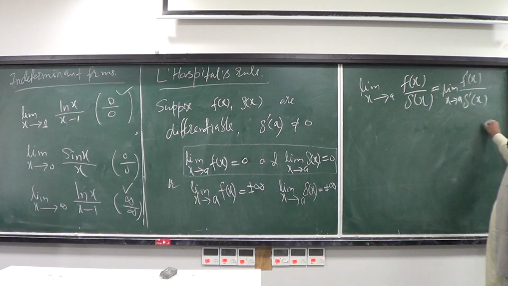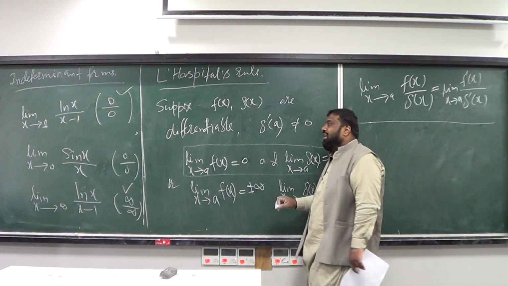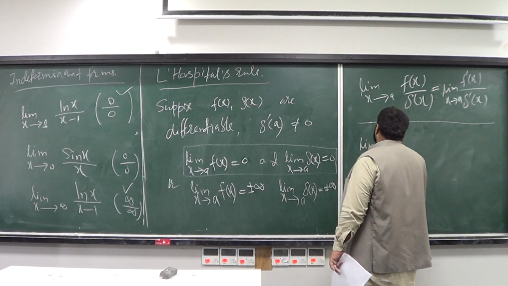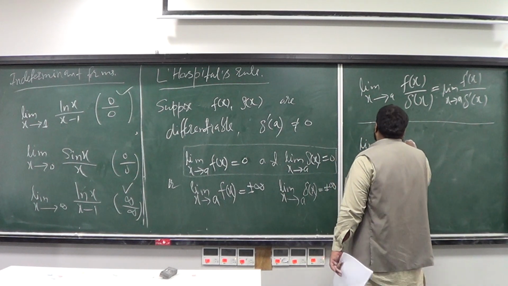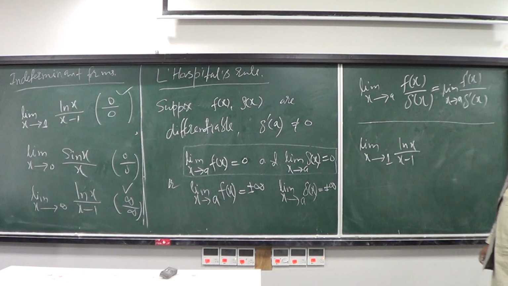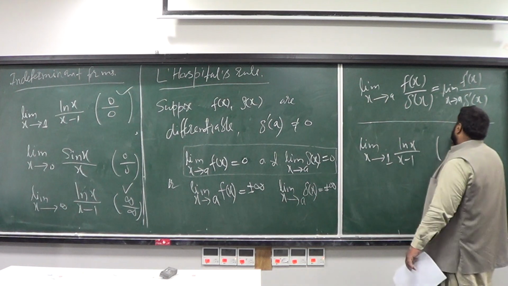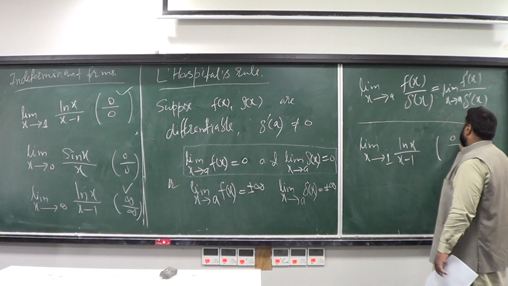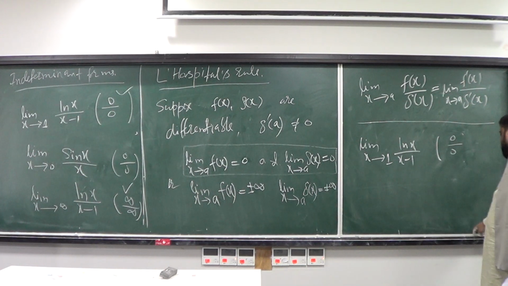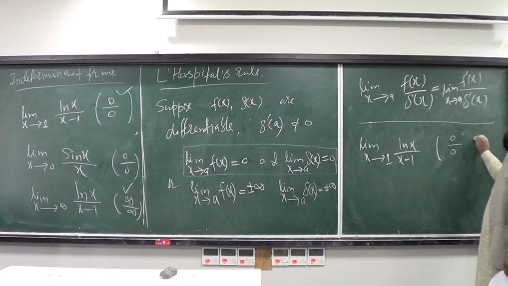So it's like a miracle actually. So let's say you have the limit as x goes to 1 of log x over x minus 1. I want to compute this limit. But since I am computing this limit, log 1 is giving me 0 and x minus 1 is also giving me 0. So it's a 0 by 0 form.